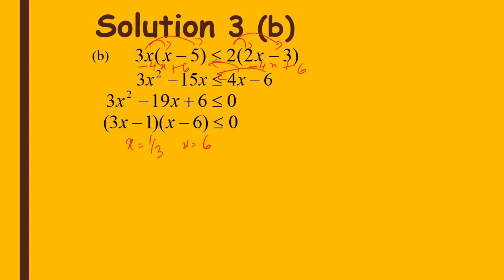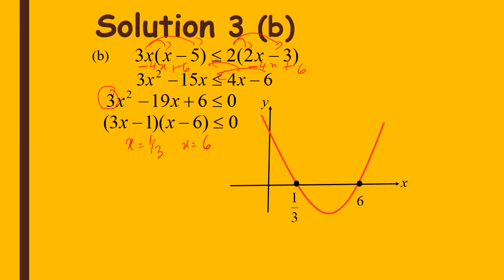And then, what is the graph? Is it smile or sad? So we have 3 as the coefficient of x squared, so it should be smile, positive. So we sketch the graph, a positive graph, and then we put the values of p and q, which is 1 over 3 and 6. Don't mix them up. The smaller one should be on the left side, bigger one should be on the right side.